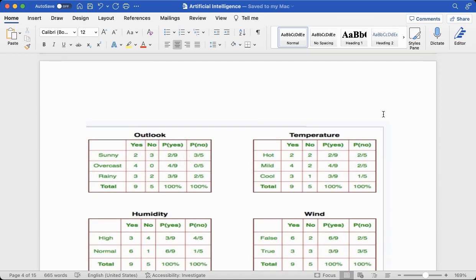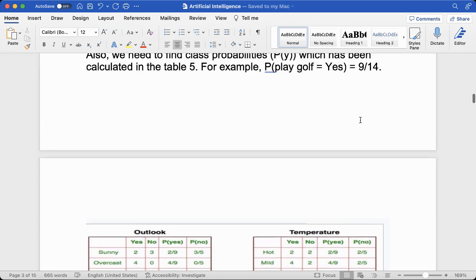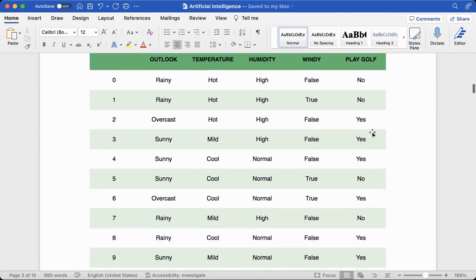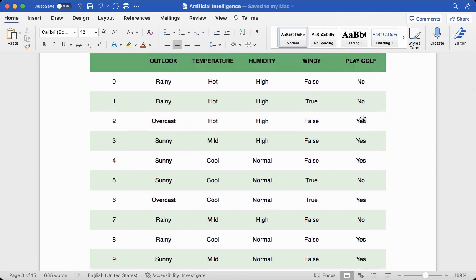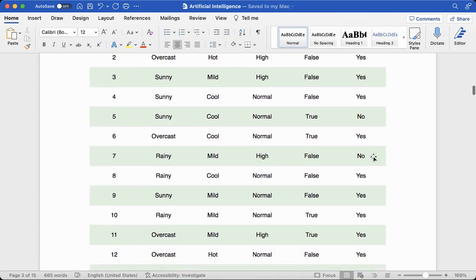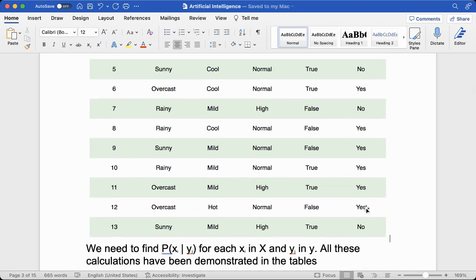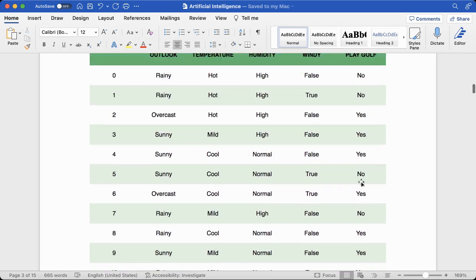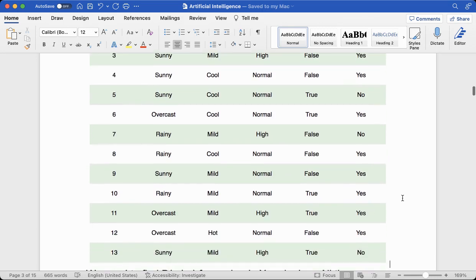So how many occurrences of yes in the whole play golf? Here is our column, I mean the target column. If we come over here, we can check that 1, 2, 3, 4, 5, 6, 7, 8, 9. We have total 9 yes and I believe 5 no. 1, 2, 3, 4 and 5 no.